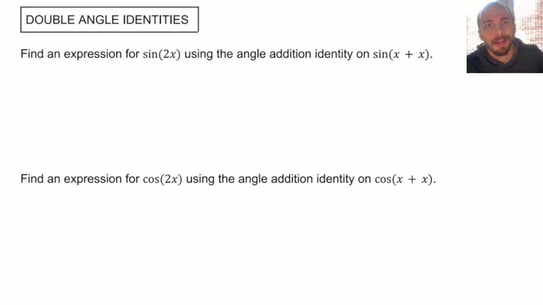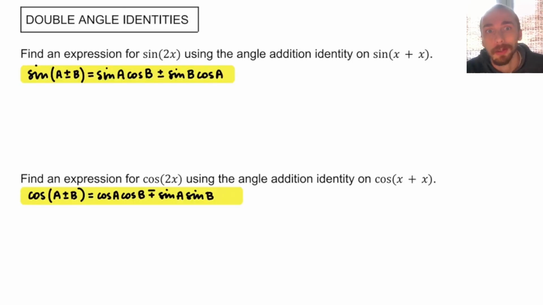All right, so I think the last of the identities that we have to know for at least trigonometry in this class are going to be the double angle formulas. And we're going to develop these using the angle addition identities that we just learned about and just plugging in x for both of them. So we're going to find an expression for sine of 2x and cosine of 2x. And we're going to need our angle addition formulas.